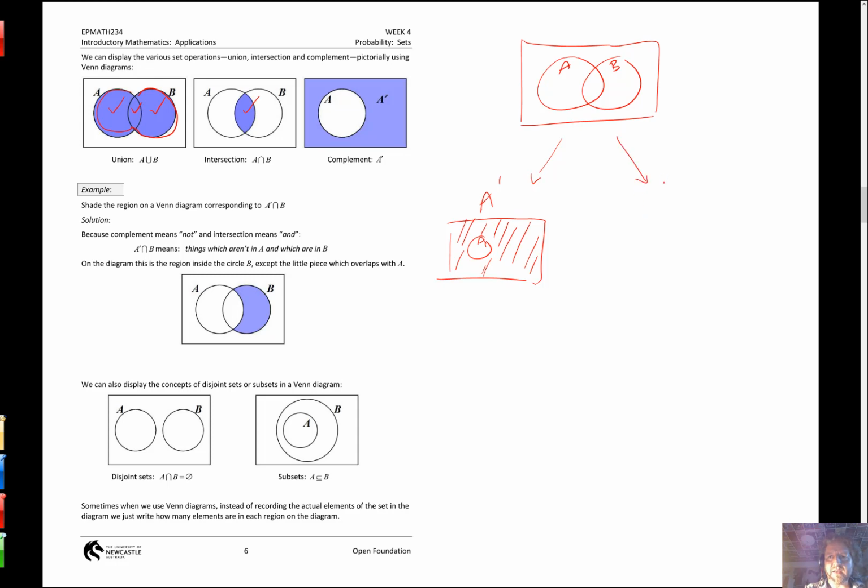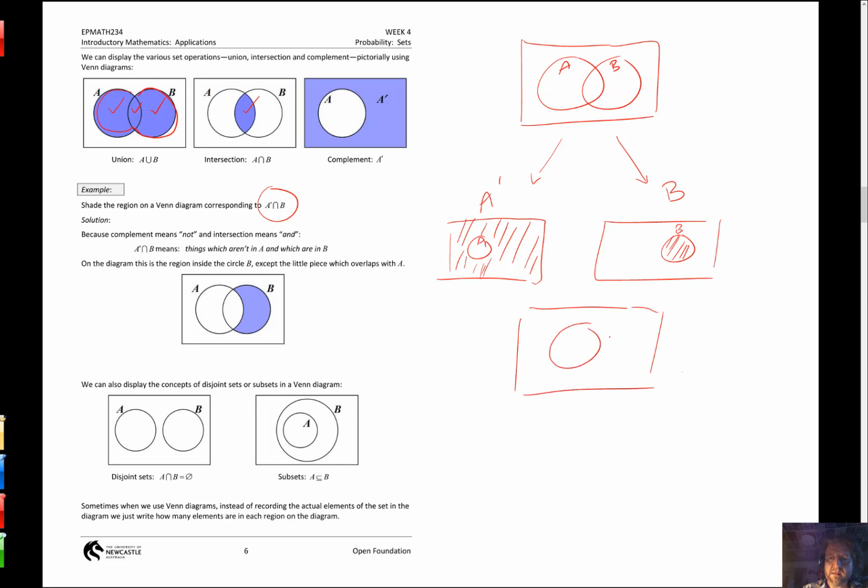What does B look like? B looks like everything that's in B. So A dash is everything not in A, B is everything that is in B, and the question is asking me, what's the intersection? What bit is shaded twice? So everything outside of the A circle and everything inside the B circle, what got shaded twice? What's got diagonals going that way and that way? This.